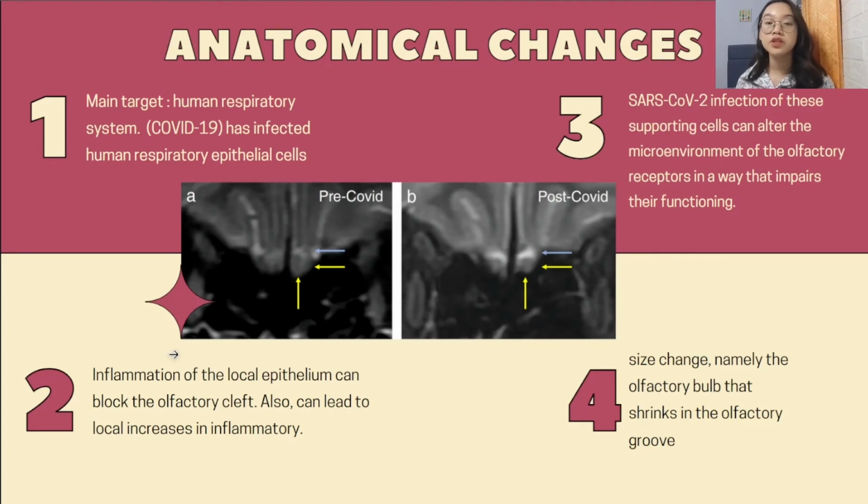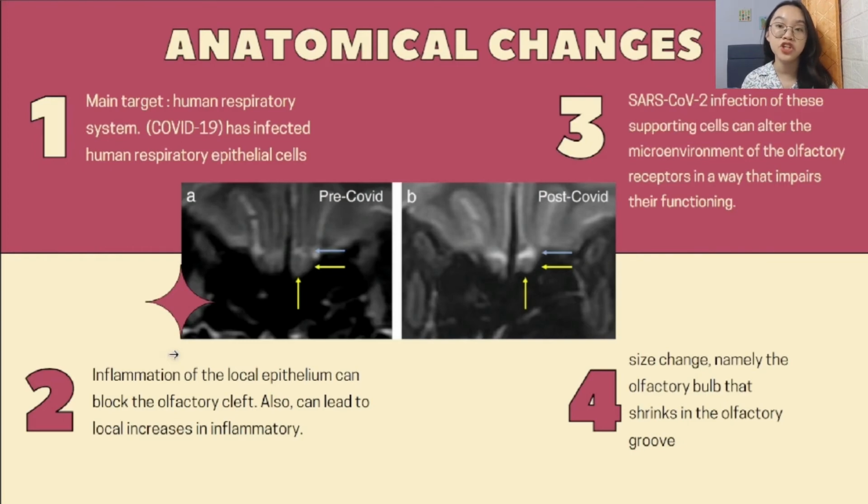Coronavirus has infected human respiratory epithelial cells and is neuroinvasive and can spread from the respiratory tract to the central nervous system. The olfactory function provides essential information about the environment, so sensory circuits are dedicated to olfactory processing and multisensory integration. Inflammation of the local epithelium can block the olfactory cleft. Support cell infections lead to local increases in inflammatory intermediates such as cytokines, which affect olfactory sensory neuron function.